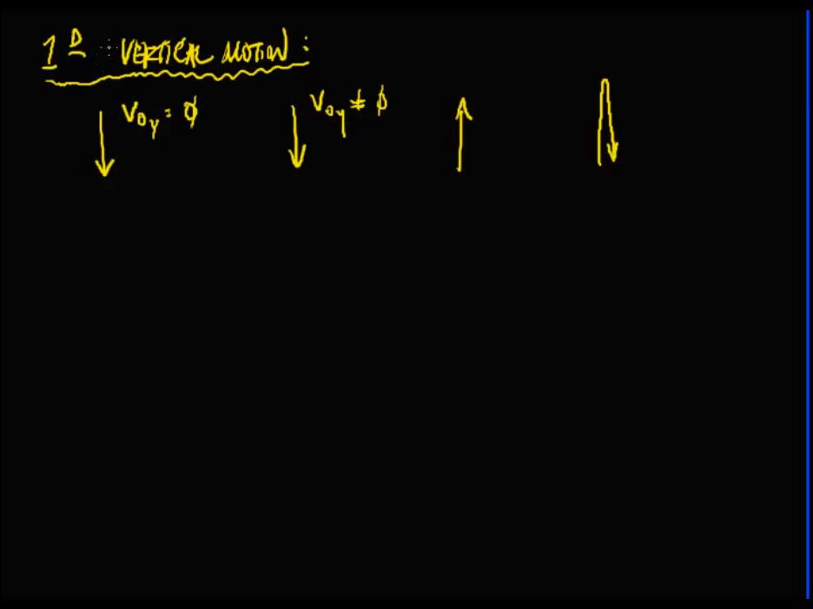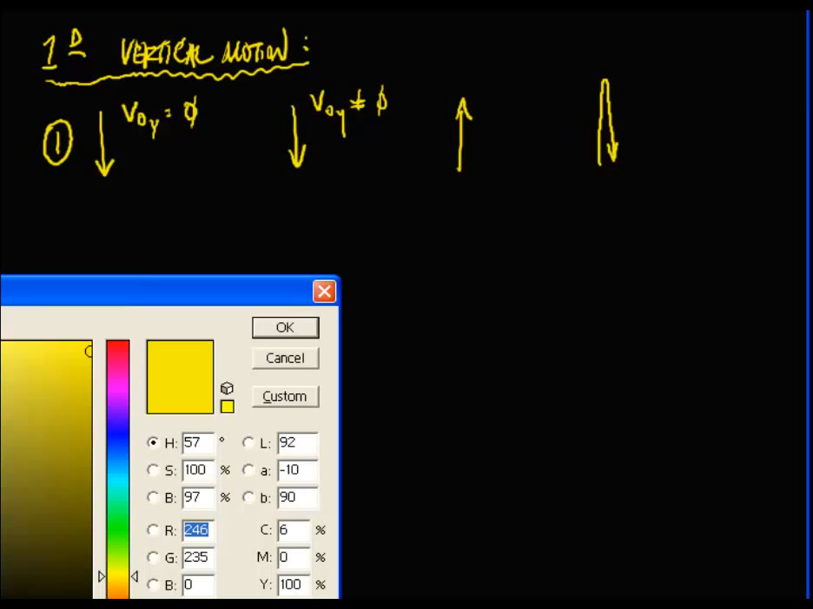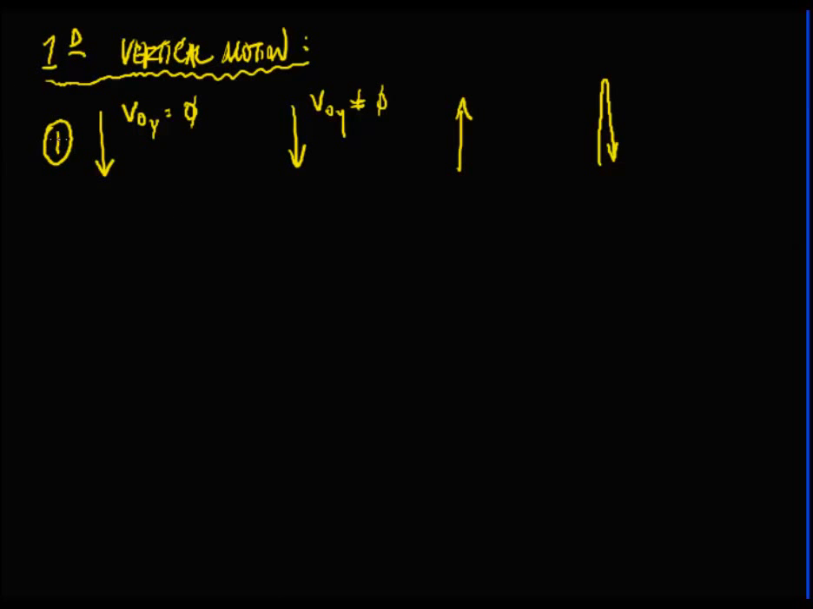Now, a couple different situations here, scenarios. The first one over here, I'll put a 1 here. Actually, let's change that color a little bit, see if we can get something a little better. There we go. One-dimensional motion, vertical.